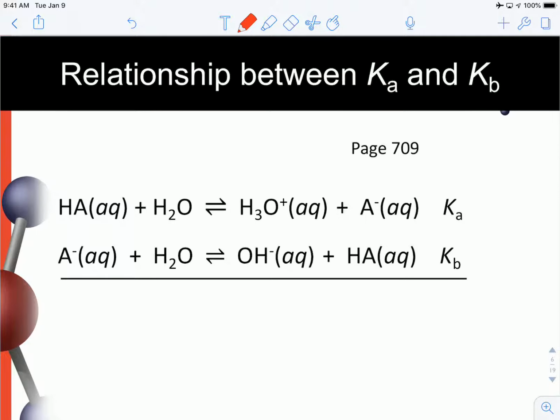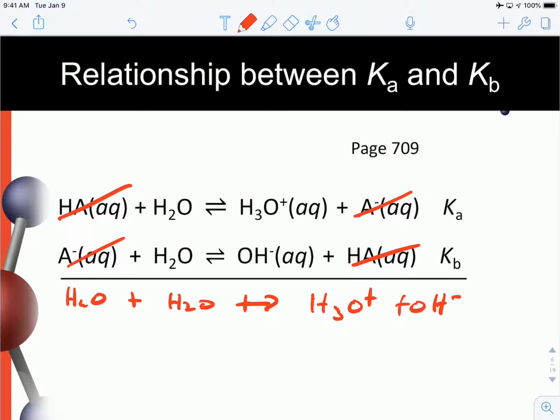This is just showing you here the relationship between Ka and Kb. And if you actually look at summing up these reactions, the HA cancels out. So you've got the acid reaction here and the base reaction happening here, and the A negative can cancel out over here. And what you wind up with is H2O plus H2O gives you H3O positive plus OH minus. And of course, since these are both pure liquids, they don't come into the equilibrium expression.